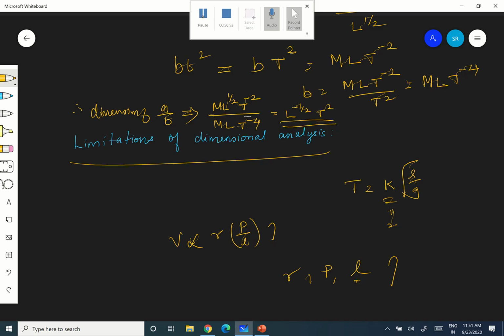It depends on L to the power minus 1. Because it depends on L to the power minus 1, they have clubbed it as P by L. Instead of separately giving L, they have given P by L, or the pressure gradient. It depends on the pressure gradient. So the 4 quantities actually matter, but they have made it 3 quantities.